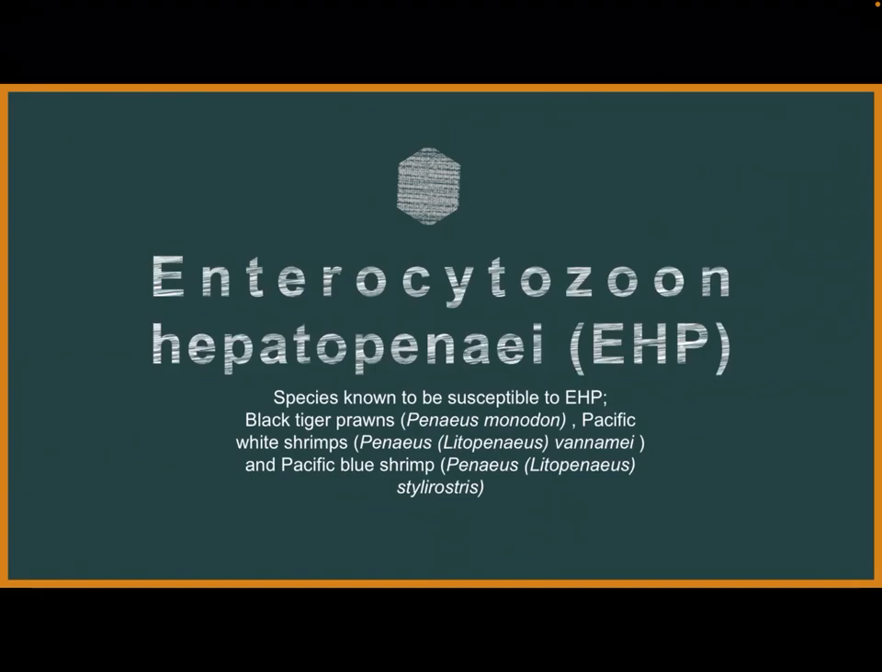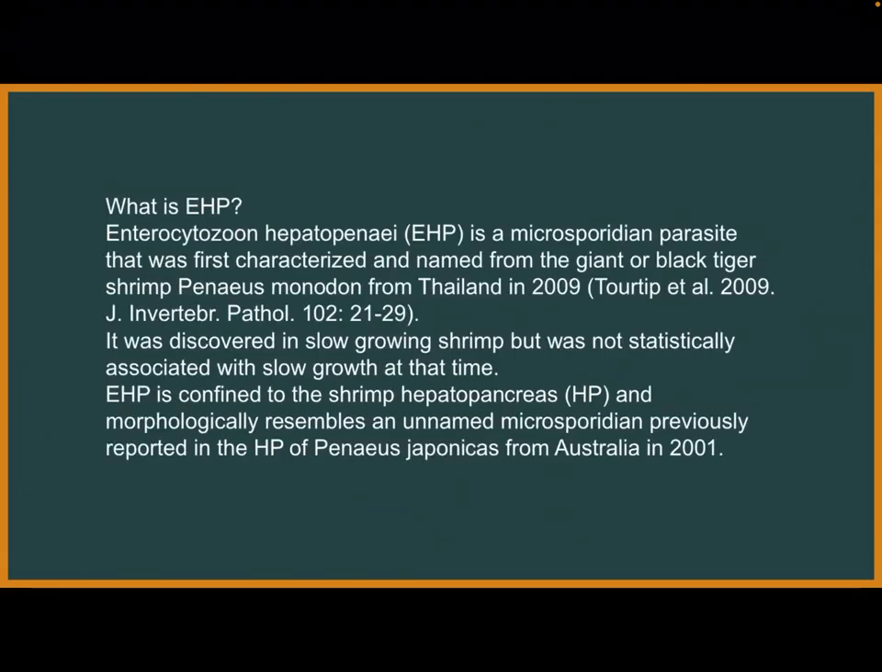Second parasitic microsporidian that I will be discussing is Enterocytozoon hepatopenaei, also known as EHP. The species known to be susceptible to EHP are black tiger prawns, Penaeus monodon, Pacific white shrimps, Penaeus (Litopenaeus) vannamei, and Pacific blue shrimp, Penaeus (Litopenaeus) stylirostris. What is EHP?